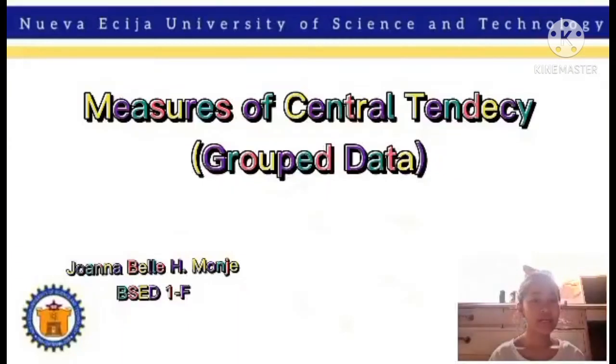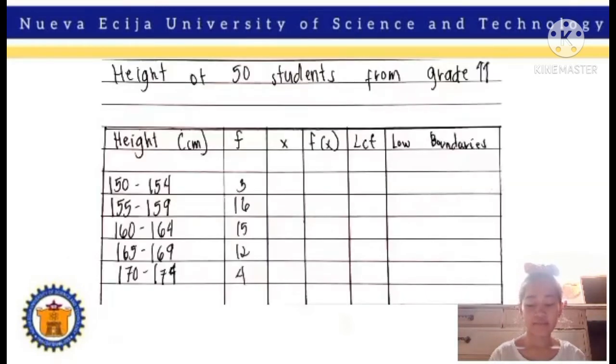Abel H. Monhe, and I am going to present to you the measures of central tendency for grouped data. So we have the given height and frequency, which is 150 to 174, and the frequencies are 3, 16, 15, 12, and 4.